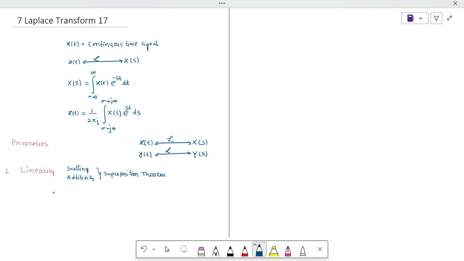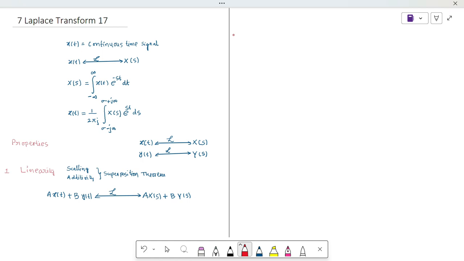So here a into x of t, so x of t is multiplied by a, and it is added to y of t multiplied by another constant b. Then its Laplace transform is also the same. We will get the same coefficient a and x of t's Laplace transform x of s, plus b into y of s. So this is the Laplace transform linearity.